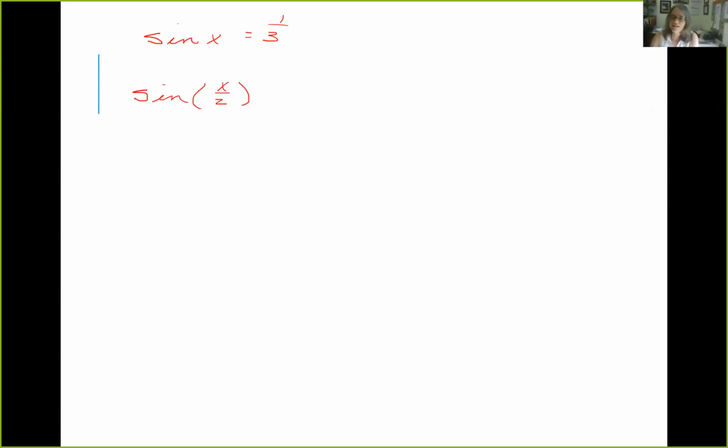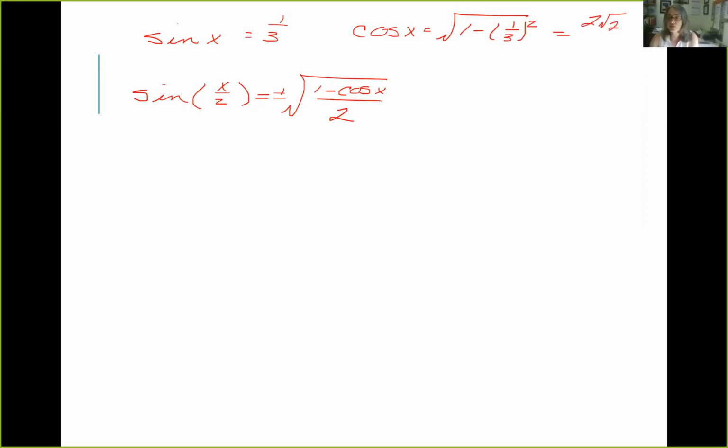And we know that that is a positive and negative square root of 1 minus the cosine of that angle over 2. Again, we're going to use the Pythagorean identity, the one that says that sine squared plus cosine squared equals 1. So we know that cosine of x is going to equal the square root of 1 minus the sine squared, which is 1/3 squared, which turns out to be 2 square root 2 over 3 when you do your arithmetic.